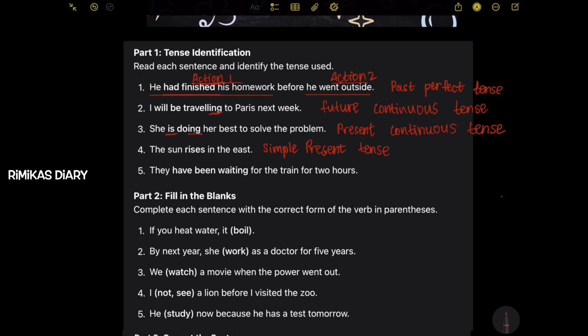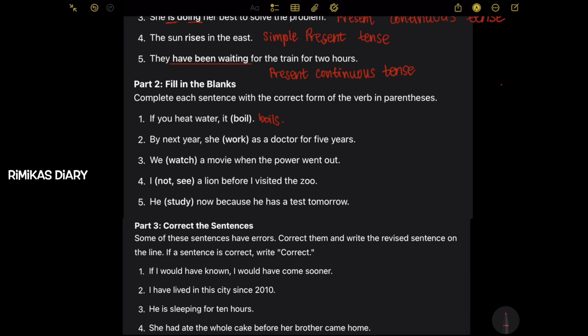They have been waiting for the train for 2 hours. Second one: by next year, she work as a doctor for 5 years. So she will have been working as a doctor for 5 years.